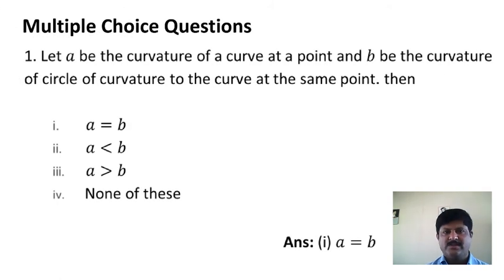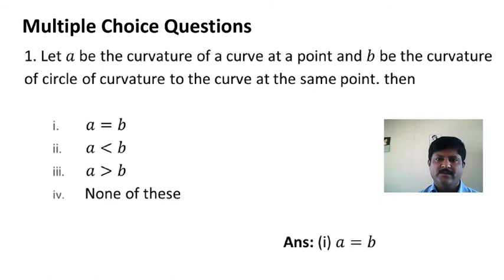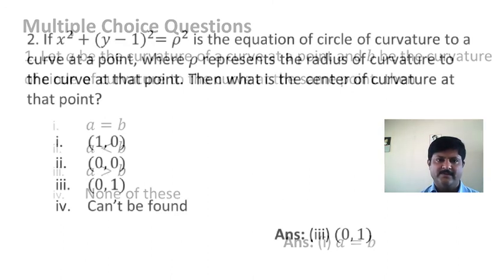Next, multiple choice questions. Let A be the curvature of a curve at a point and B be the curvature of the circle of curvature to the curve at the same point. Then there are 4 answers. The correct answer is A = B. Substitute and simplify, we get the correct answer.